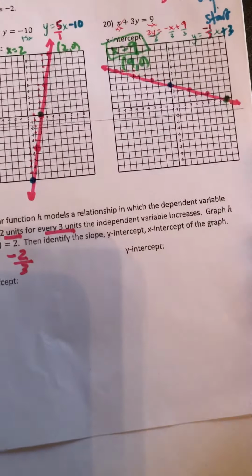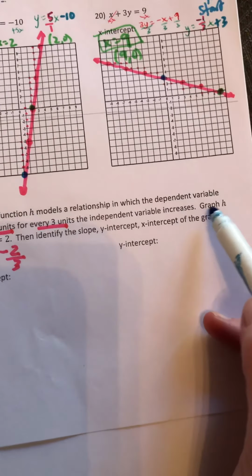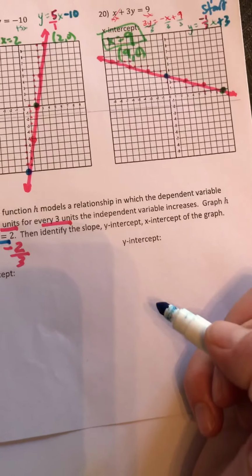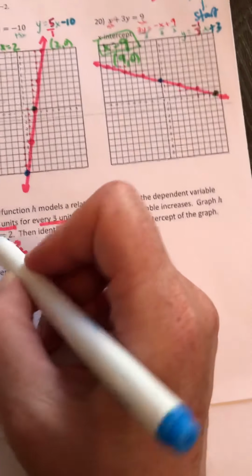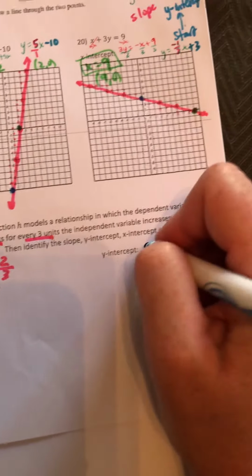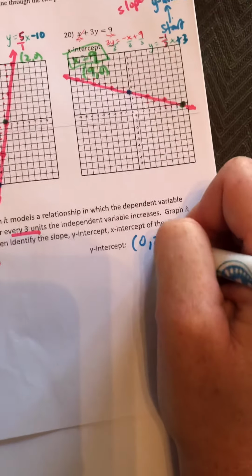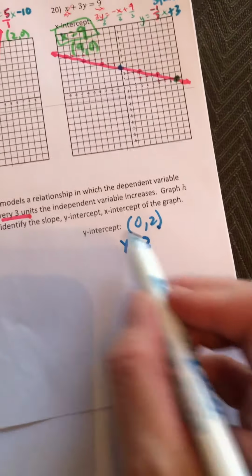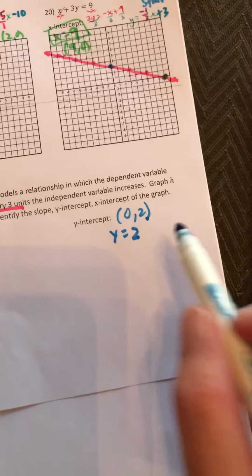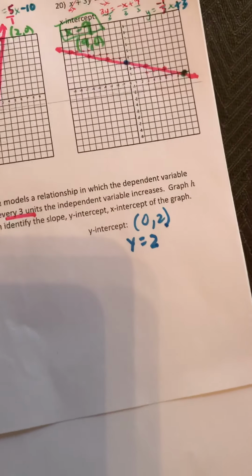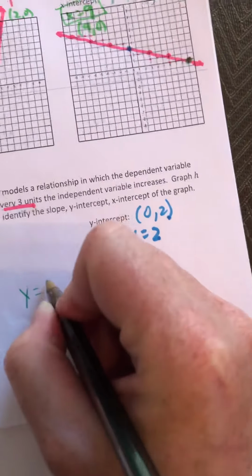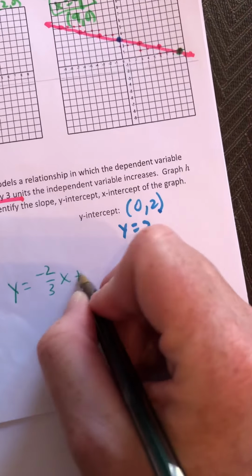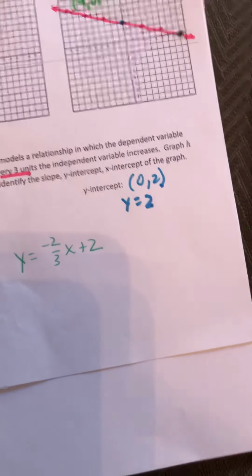Then it says the independent variable increases; graph h where h of 0 equals 2. So that's our x, that's our y. So basically they're saying at 0 it's 2, or my y-intercept is 2. That's basically what it's saying. So if I were to write that as an equation, it'd be y equals negative 2/3 x, because that's my slope, and then that's a positive 2, so plus 2.